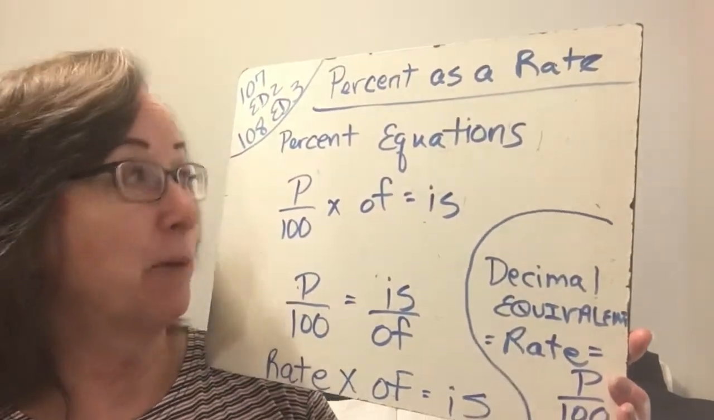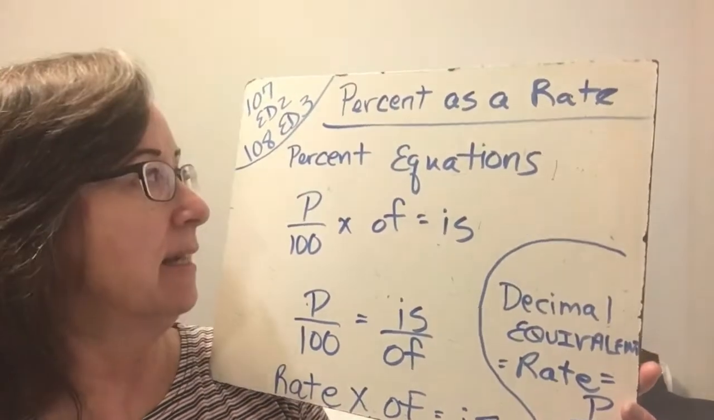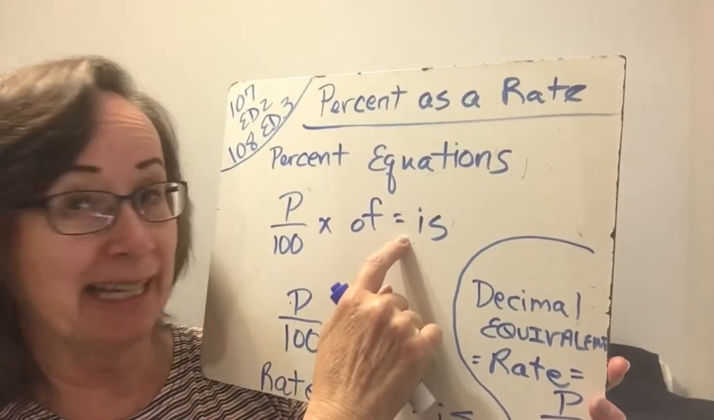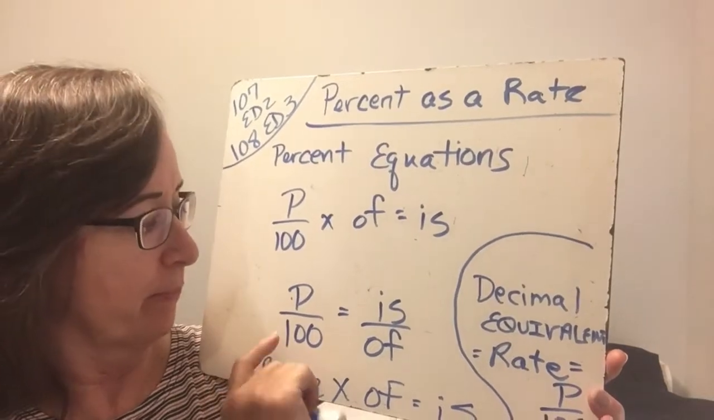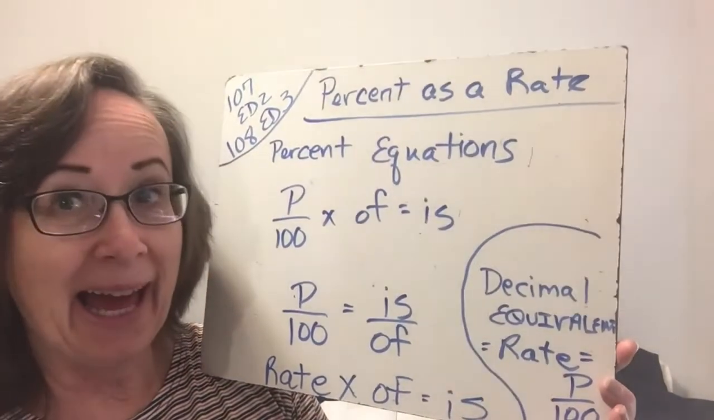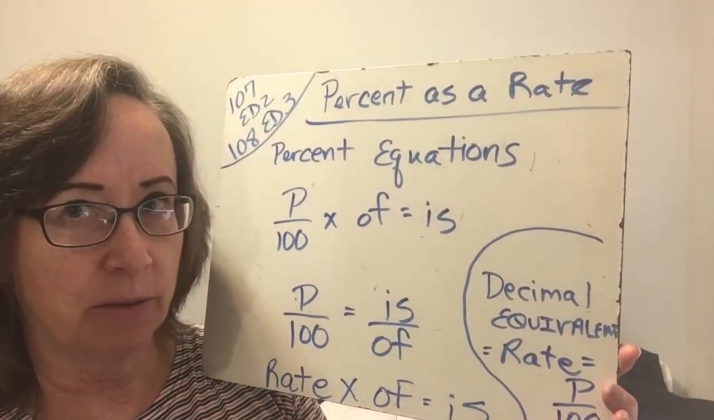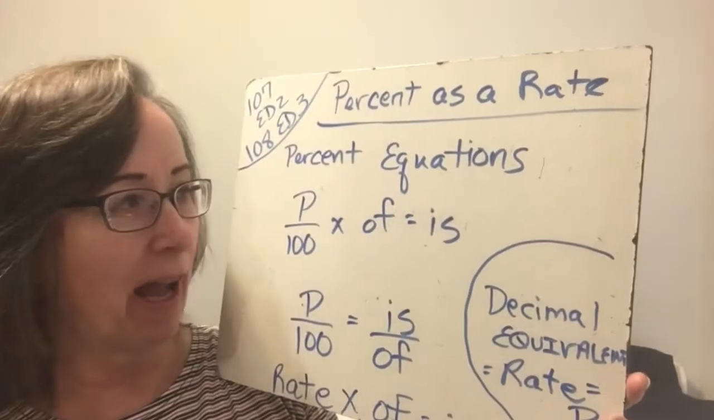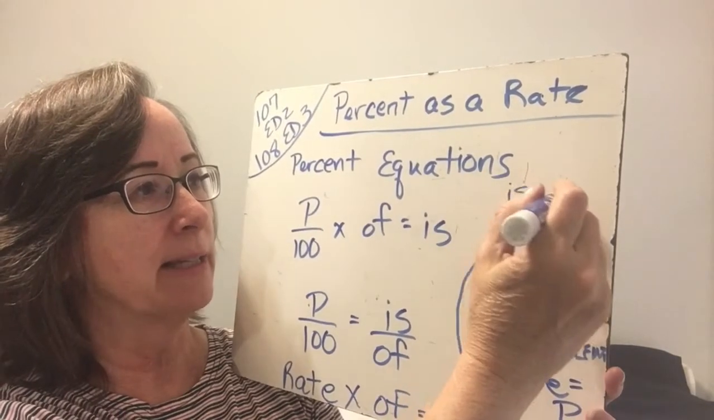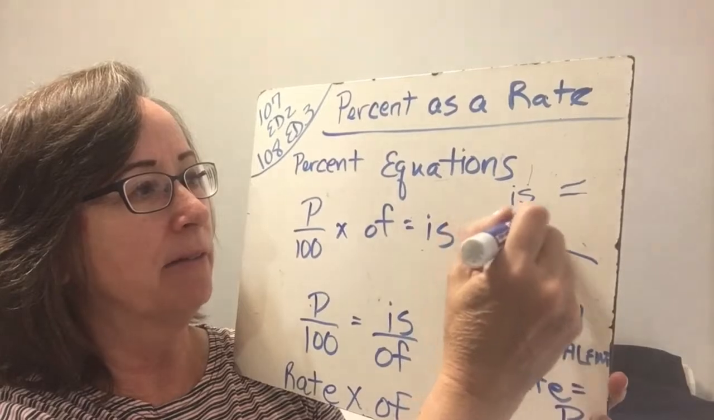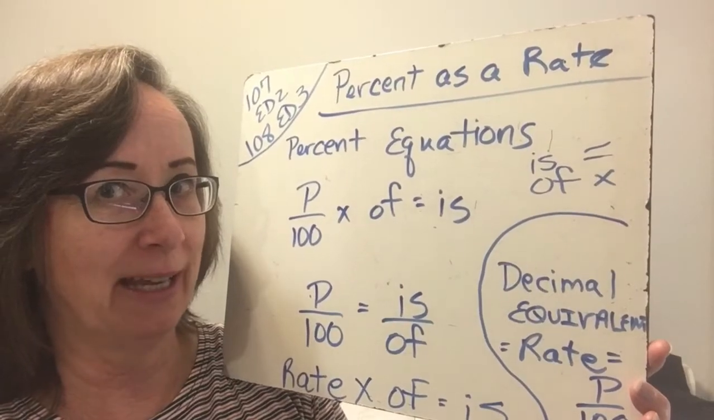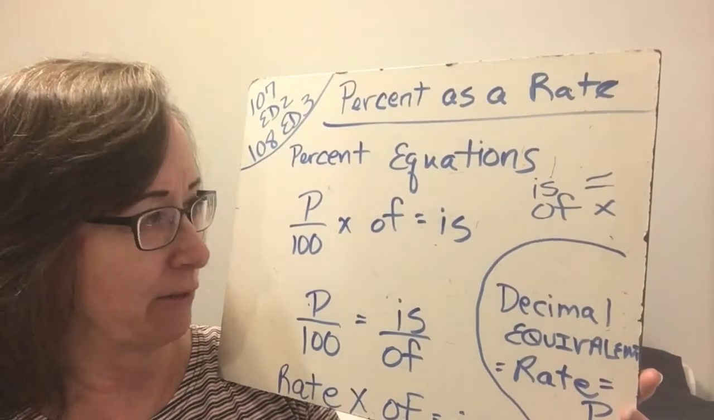Here are some equations that we can use for percent. We've used these before. P over 100 times of is equal to the is word. P over 100 is equal to the is word over the of word. I usually just follow the word problem, and everywhere I see is, I put an equal sign. So the is word is the equal sign, and the of is a multiplication. And then I just write out the equation, and it's already in the correct form.